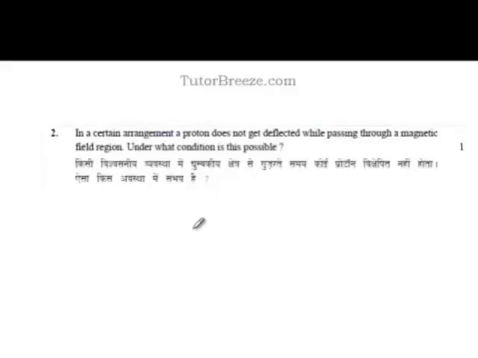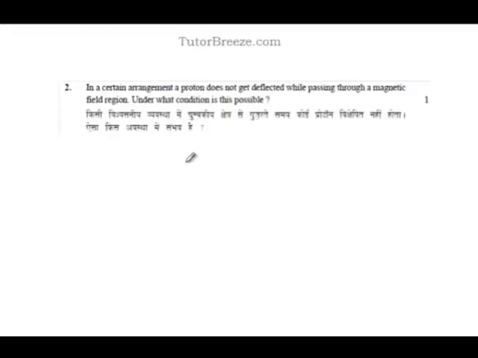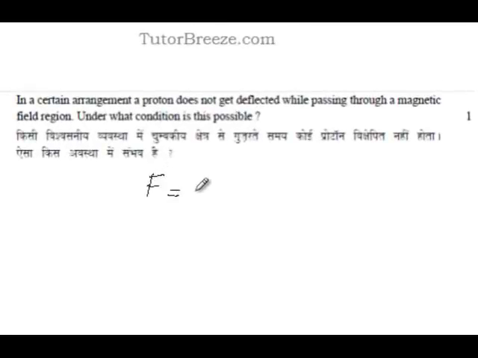The force on a charged particle moving in a magnetic field is given by F = Q v cross B, where v is the velocity, B is the magnetic field, and Q is the charge on the particle. Now this says that the force has to be 0 because the proton does not get deflected. So if the force is 0, that means that v cross B has to be 0.